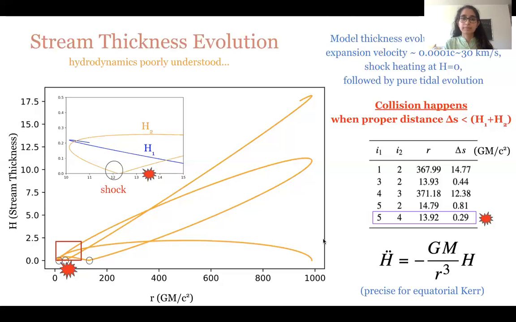This is the collision. We can do this for any parameters because this is the same code, and so the next steps would be to do this for a range of parameters in parameter space and see how this collision point would vary.